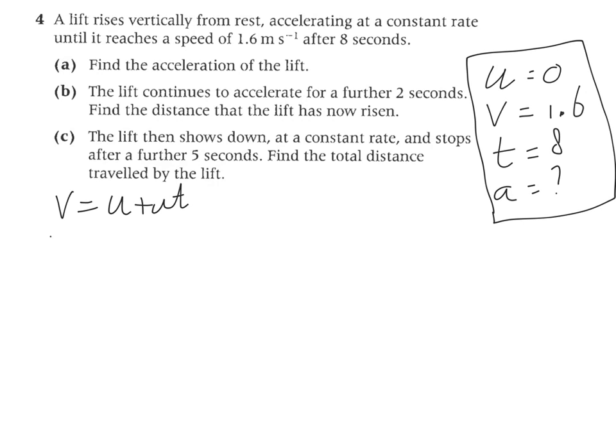because those are the variables I know. I know that 1.6 equals 0 plus a times t, 8. So 1.6 divided by 8, so the acceleration is going to be 0.2 meters per second squared. There we go. Alright, 0.2.